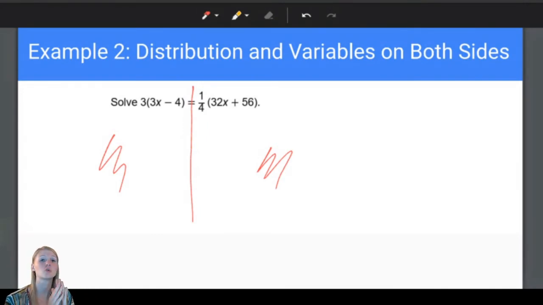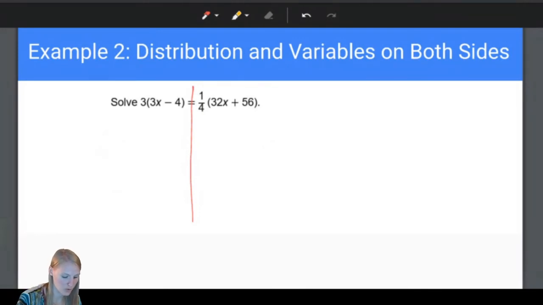First step is to simplify each side of the equation. Then we'll start moving things around. So right now, let's just simplify, and we're going to distribute on both sides of our equal sign. So first we'll do this left side. 3 times 3x is 9x, and 3 times negative 4 is negative 12. Yay! Simplified on that side.